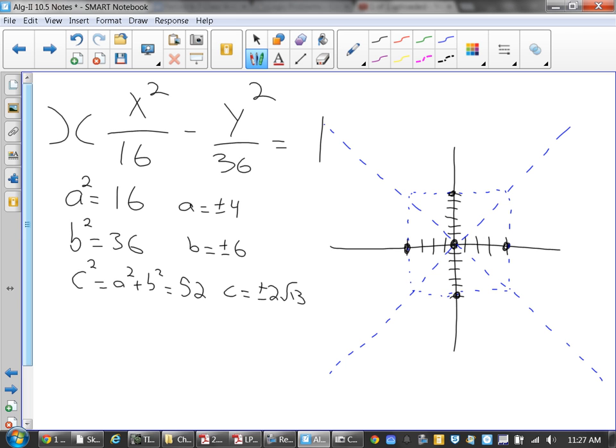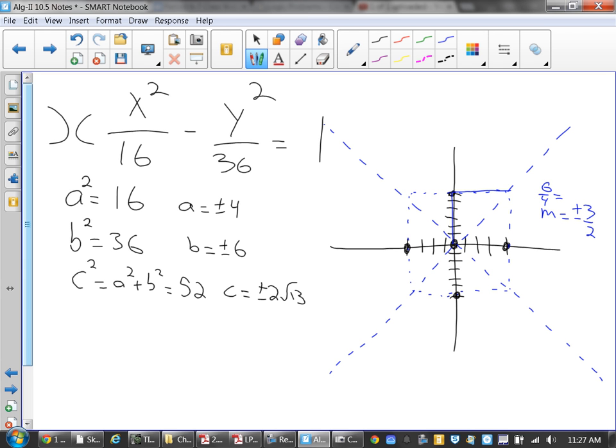Now, before I plot anything else, I'm going to find the slopes. I'm looking at this. I went up 6, over 4. So it was 6 over 4, otherwise known as? Correct. So the slopes of my asymptotes are going to be plus or minus 3 over 2. Those two slopes are going to be the same except with opposite signs. Not necessarily perpendicular. They're just going to have the same slope, just different signs. Does that make sense?